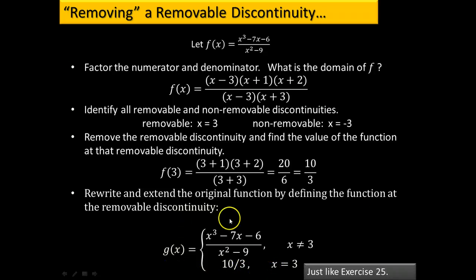That doesn't mean that this function is now continuous everywhere. It's not. We still have our non-removable discontinuity point at -3. So if you were to graph this new g of x function, you would see that we still have a point of discontinuity at x equals -3, but we have removed the discontinuity at x equals 3 by adding that into our piecewise function.